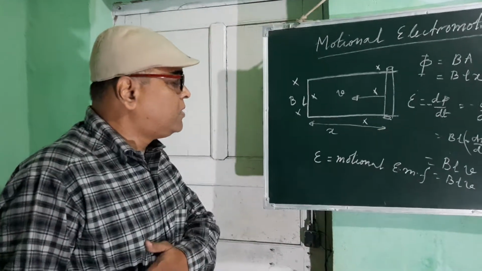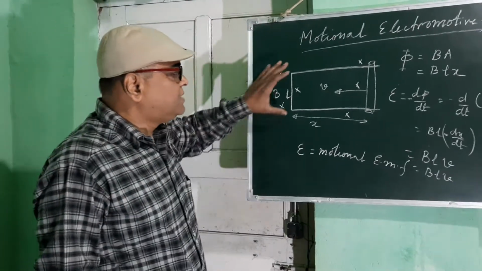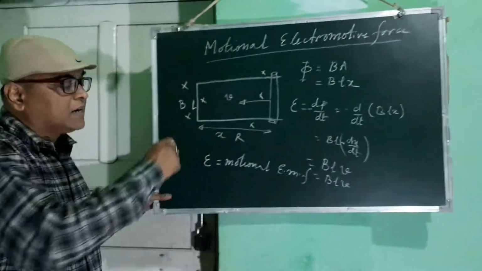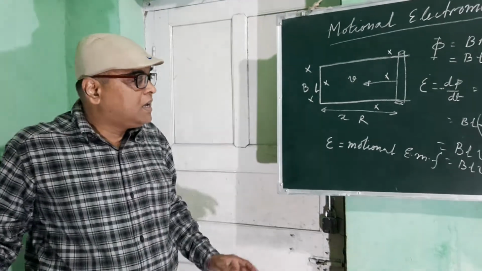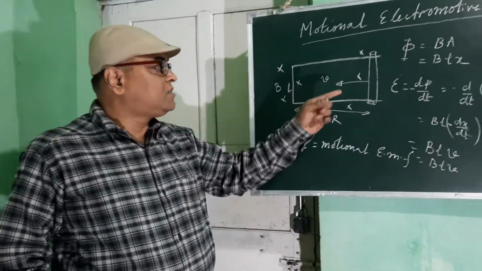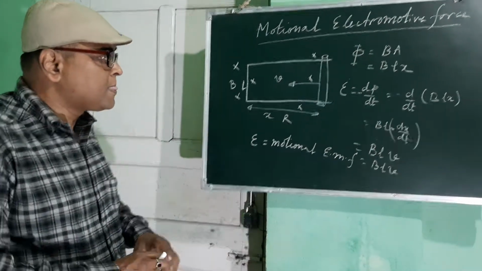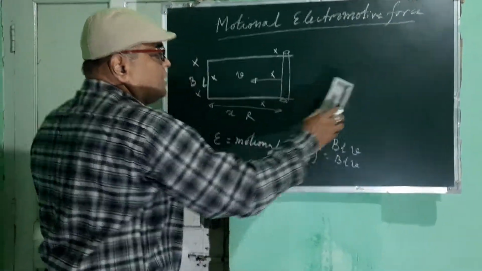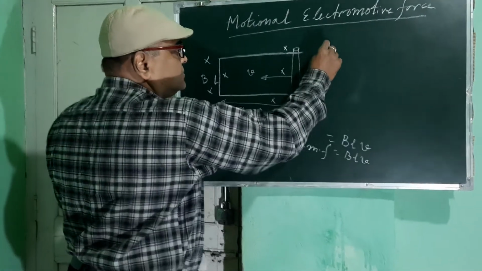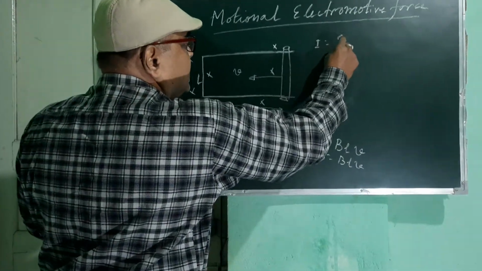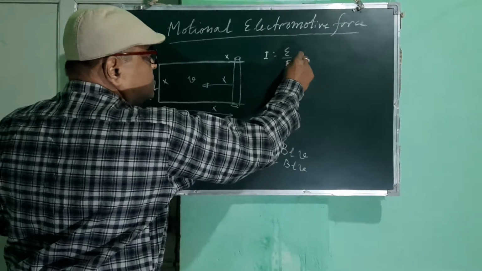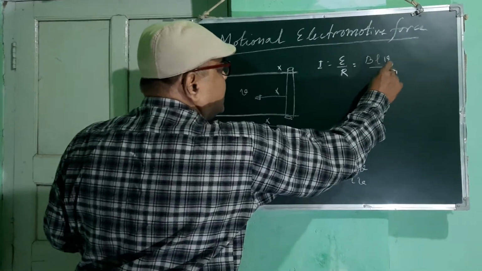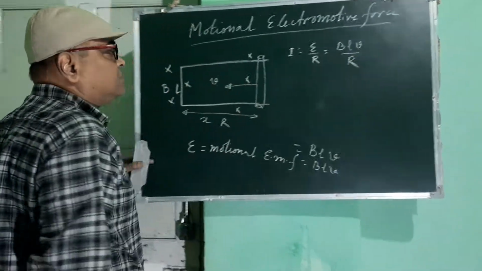Now, what will be the current? If the resistance of the conductor is R, then the current I is equal to E by R. So the current is BLV by R.